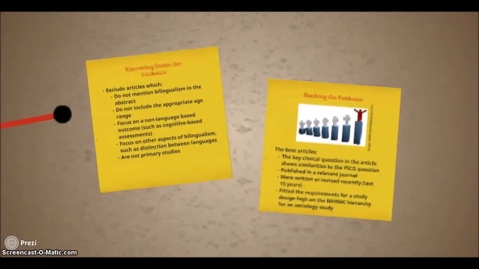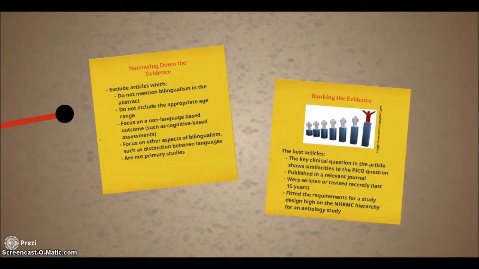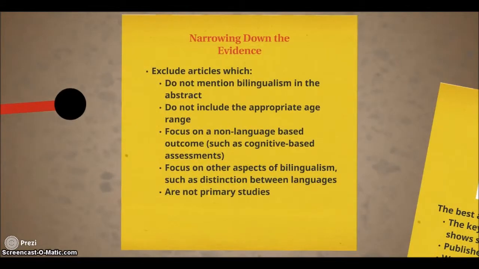In order to find the best evidence, I excluded a number of articles which clearly did not meet my criteria. These included articles which did not mention bilingualism, did not include the appropriate age range, focused on non-language-based outcomes such as cognition, focused on other aspects of bilingualism, or were secondary studies or literature reviews.